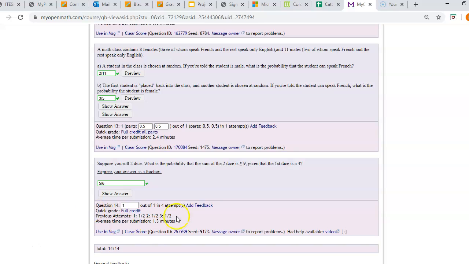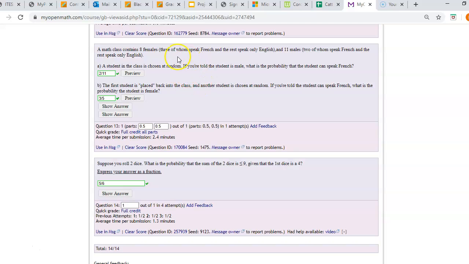Okay, so it's this one. A math class contains 8 females, 3 of whom speak French and the rest speak only English, and 11 males, 2 of whom speak French and the rest speak only English. And we have 2 parts. A student in the class is chosen at random. If you're told the student is male, what is the probability that the student can speak French?